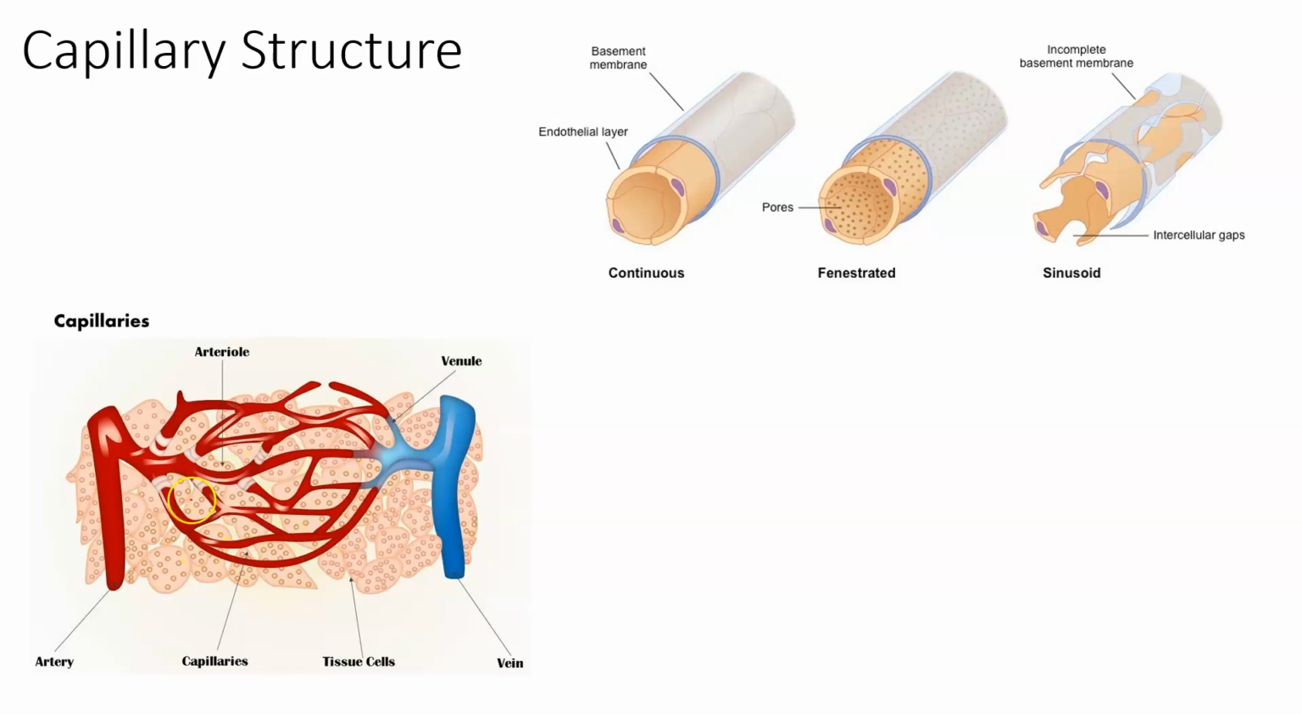Capillary structure is specific to these capillary beds. So you'll see that in here, between all of these veins and arteries are these tissue cells. Now, the tissue cells require blood, but there isn't really blood flow per se into the tissue cells. You have these capillary beds which contact all of your tissue cells.